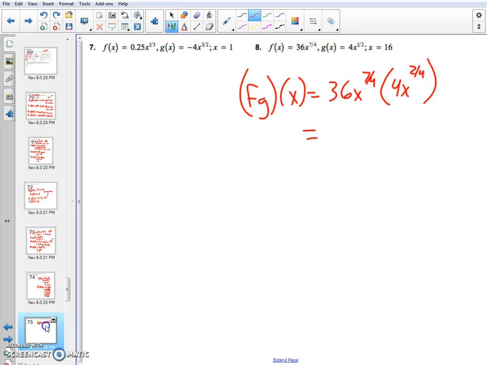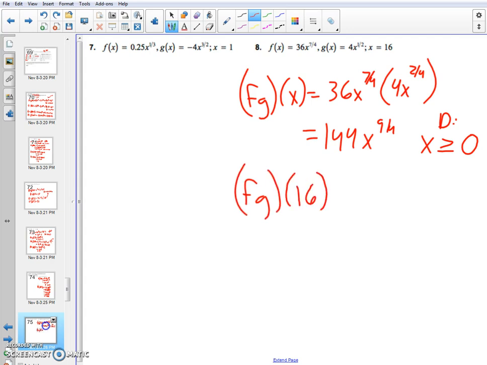So when I multiply here, 36 times 4 is 144, and I get x to the, I have two things with the same base, so I can add the exponents. That'd be 9/4. Again, my domain is going to be x is greater than or equal to 0 because I have that fourth root. And then I wanted to evaluate at 16.